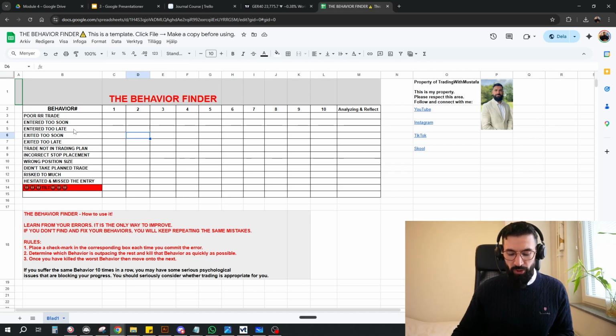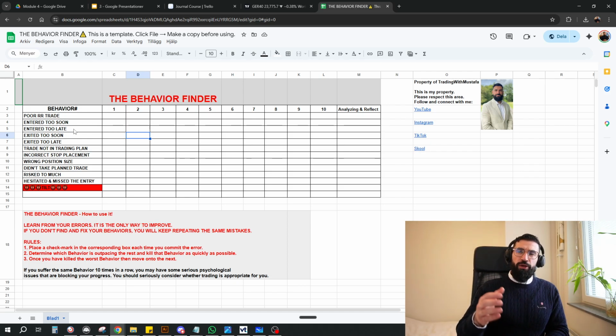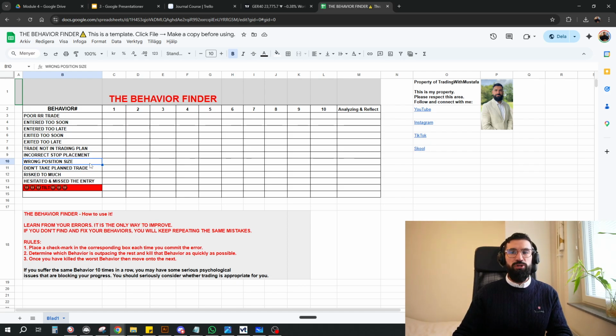So usually, when we start using the behavior finder, we find out that we maybe take poor risk reward trades, we exit too late on a trade, and we have the wrong position size. And this is what you usually want to do: we want to fix all three of them at the same time. What I want you to do is to focus on one, change your behavior around it until it becomes a part of your trading nature, and when it becomes a part of you, you jump on to the next behavior and focus on that.